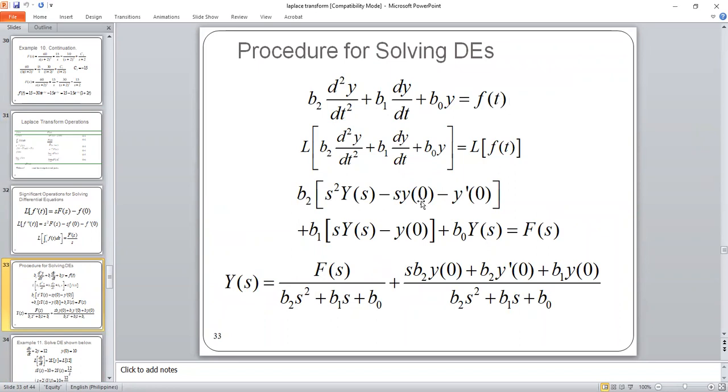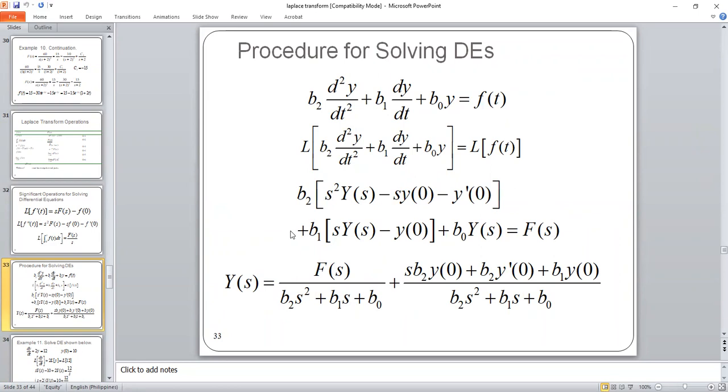This is the formula for the second derivative Laplace transform. This is the formula for the first derivative Laplace transform. Getting the Laplace transform of y would simply be Y of s. Generally, that's how it's represented. And the Laplace transform of your function generally is represented by F of s.